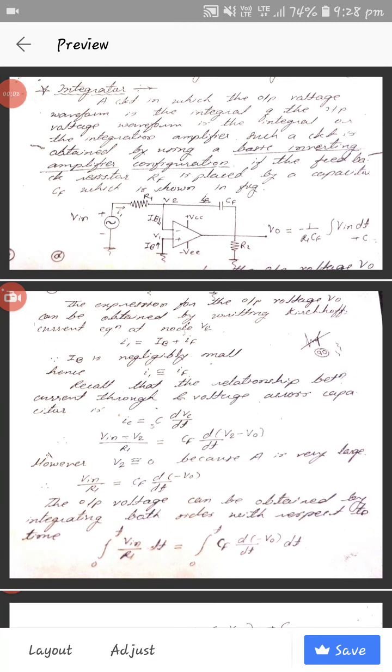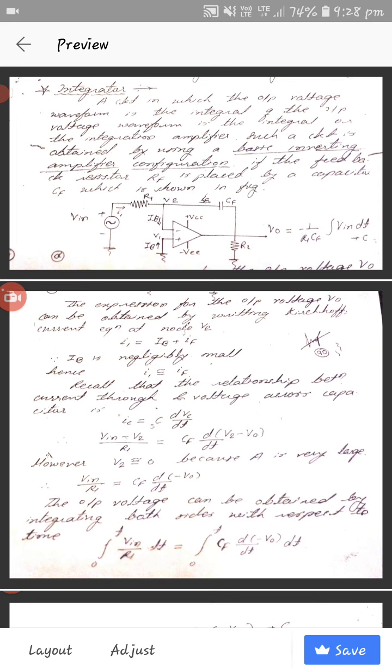Hi everyone. Today we start the new article, the integrator. A circuit in which the output voltage waveform is the integral of the input voltage waveform is the integral or the integration amplifier.